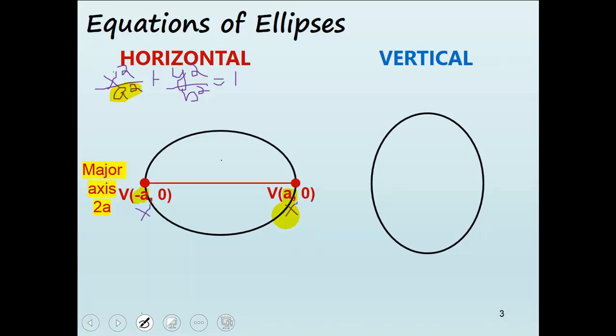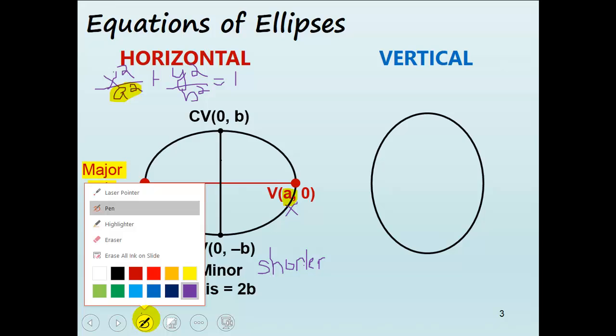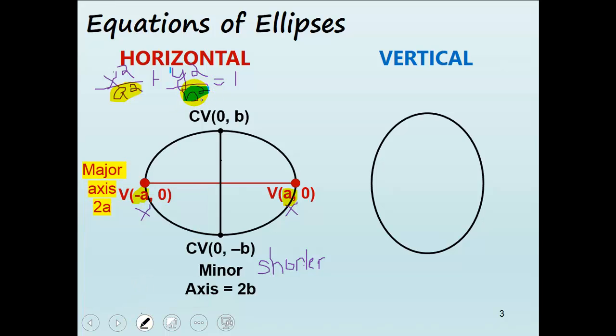The next thing that I'm going to talk about is the co-vertices and the minor axis. This is the shorter of the two. Shorter. A major is longer. Its length is 2b, while the major axis length is 2a. And notice that b squared is under the y squared. Look at where b squared is. It's under y squared, right? And look where b is located in the ordered pair, in the y position, okay?